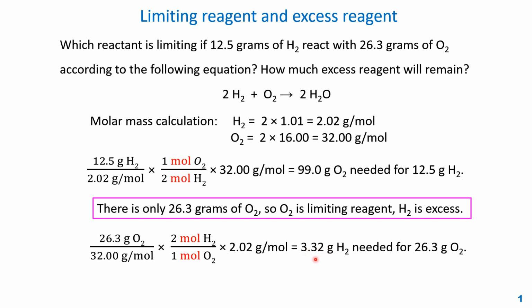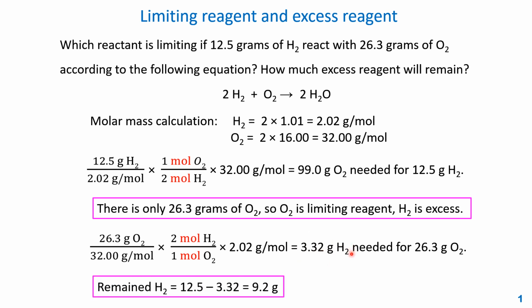Apparently, we only need 3.32 grams of hydrogen. That is way less than 12.5 grams of hydrogen. That confirms that hydrogen is in excess, and then we can calculate how much hydrogen will be left over. The original mass is 12.5 grams of hydrogen. We used 3.32 grams of hydrogen after the reaction completes. So the difference, 9.2 grams of hydrogen, will remain. So this is the first example, and we can use this mole ratio to solve this kind of limiting reagent problem.